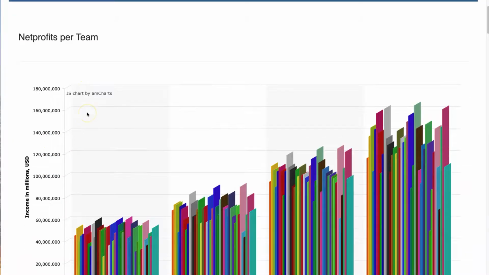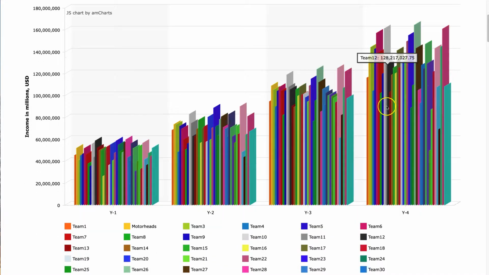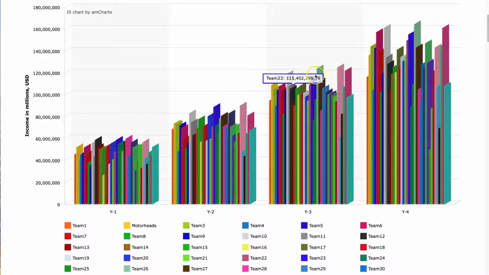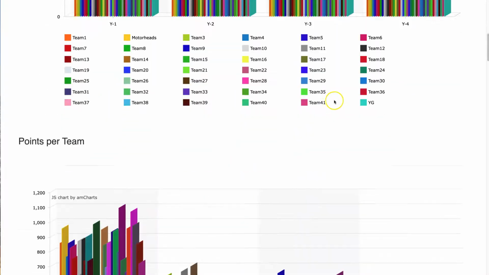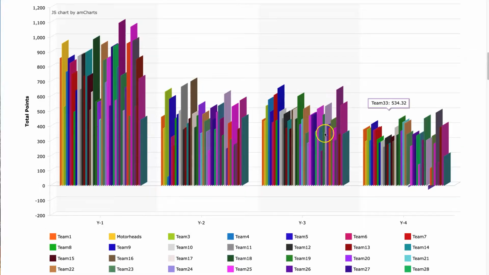Here's the class. So we see after 4 years, just about everybody has increased their net profits, and we have some teams now touching or surpassing 160 million in net profits, which is really great. And you see, since this is a growing industry, net profits have been growing, and that's what we expect. Points per team. Most teams have averaged between 300 and 400 points, which is what we're trying to do. Number 1 in points is Team 38. Almost 500 points, did very well.